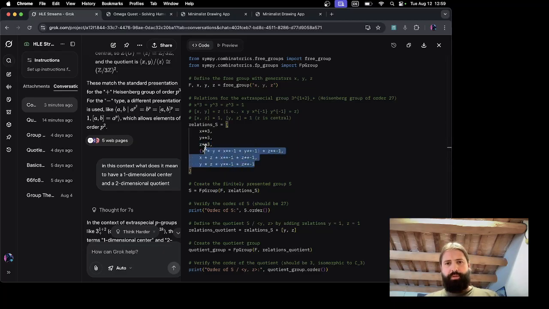I guess we could simplify those relations here. And then, okay, now we need to check that the quotient group, order, is isomorphic to C3.